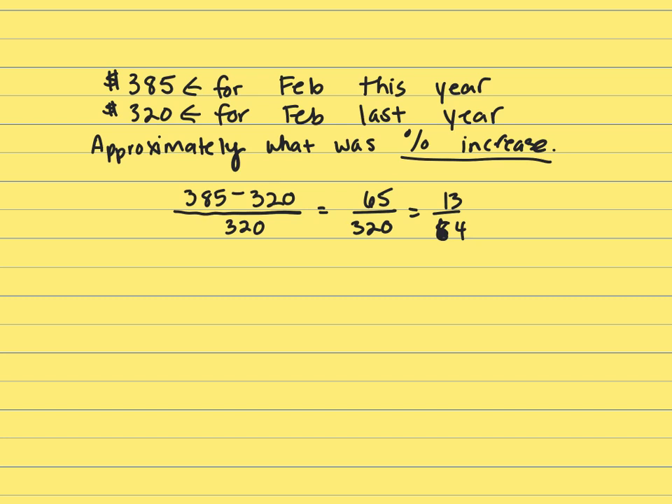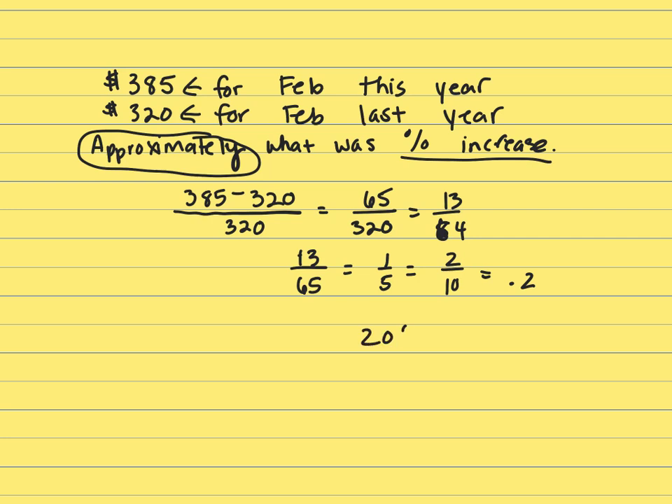13 over 64. We have this key word approximately, and that means you can mess with your math. So let's change this. You can mess with your numbers to make your math easier. So let's change that 64 to a 65 because I know 13 times 5 is 65. So this will reduce down to 1/5. And 1/5 is 2/10, which is 0.2, and one of your answers is 20%.